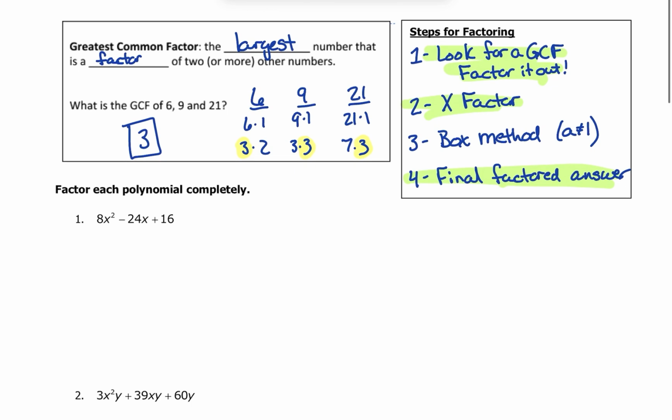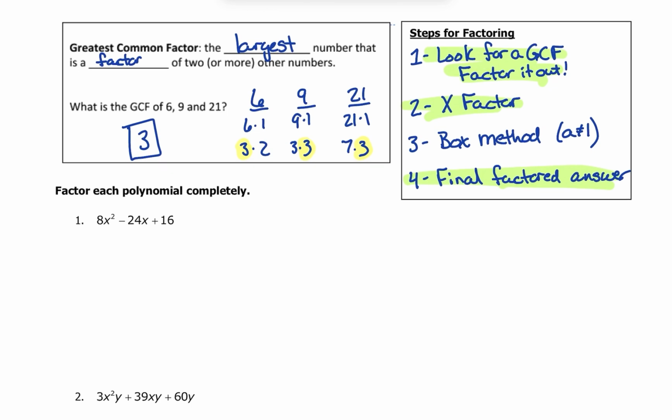Okay, so looking at our first question, we have 8x squared minus 24x plus 16. And if we look at our A, B, and C, we have 8, we have 24, and we have 16. So looking at those three numbers, our GCF is 8. So what we're going to do is we're going to divide 8 out of all of those terms.